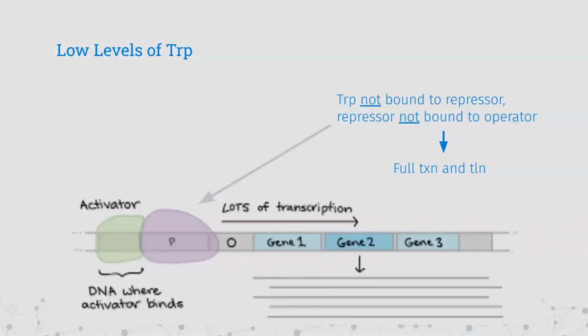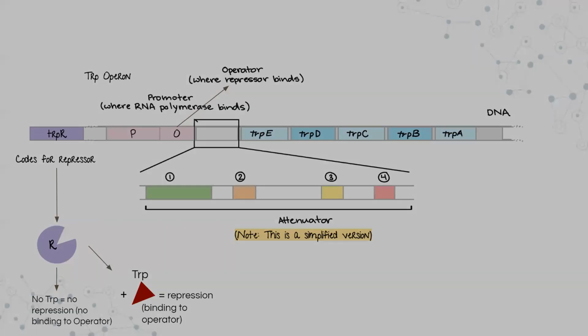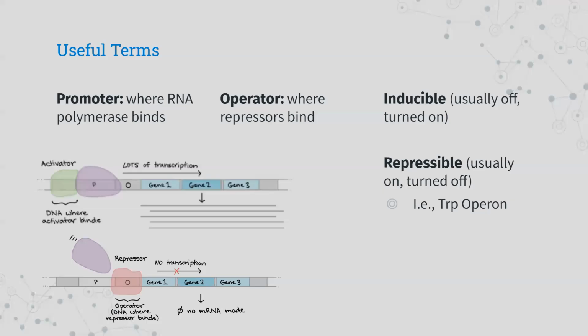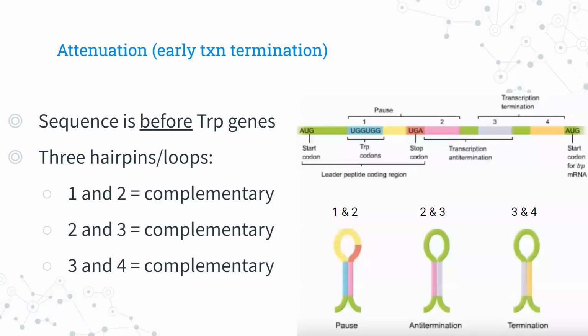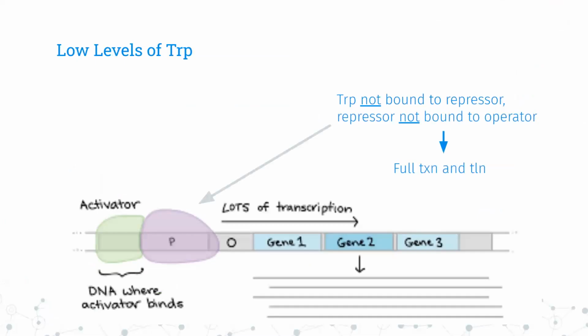So if we go back to here, right, we started here, so there's no repressor bound to the operator. RNA polymerase is like, okay, I got this. It starts going, and then once that 3-4 hairpin loop forms, it just gets taken out.